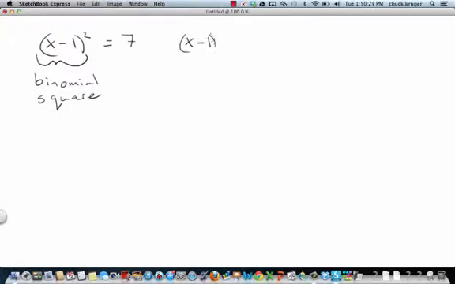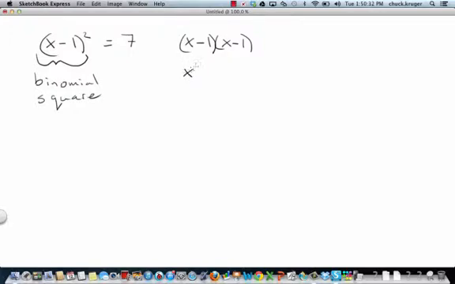Initially, if you take a look, I had this (x − 1)² = 7. This portion right here is called a binomial square. And the reason it's called a binomial square is I'm taking a binomial and I'm raising it to the second power. Well, if you recall, a binomial square can be written in this fashion. It's that quantity times itself.